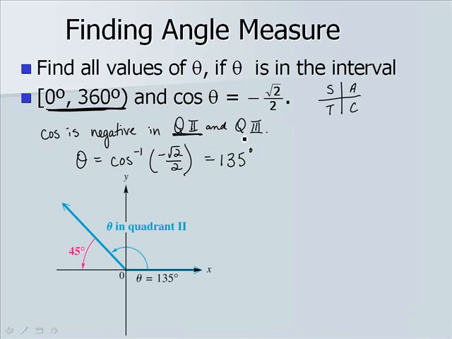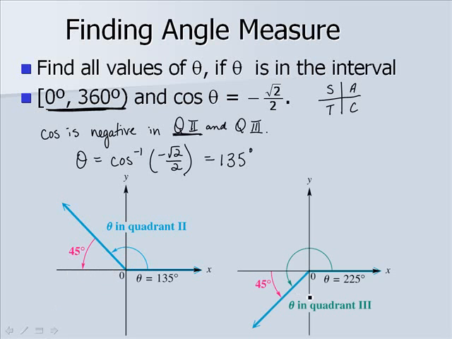Now we need to find our possible angle in quadrant 3. Notice the reference angle is 45 degrees. So for quadrant 3, we would simply use 180 plus that same reference angle, 45 degrees, to get a value of theta of 225 degrees.